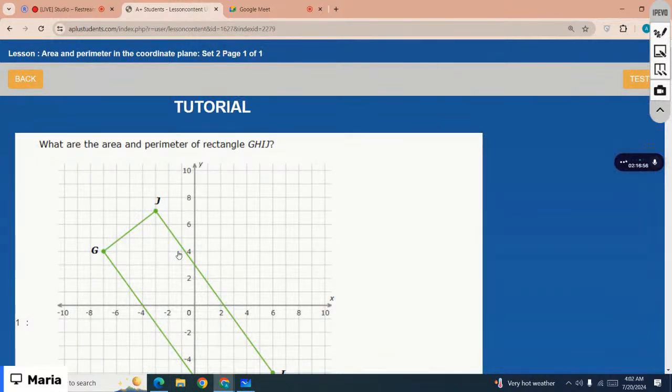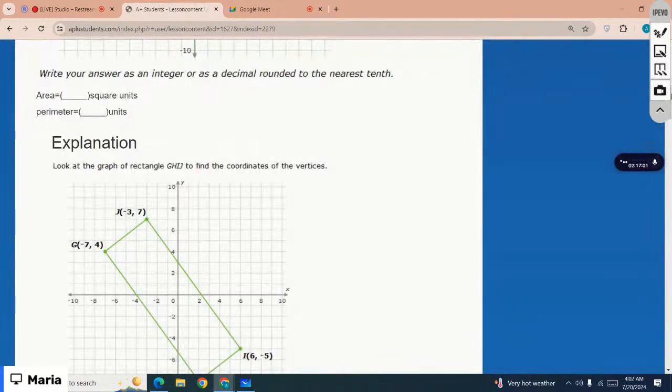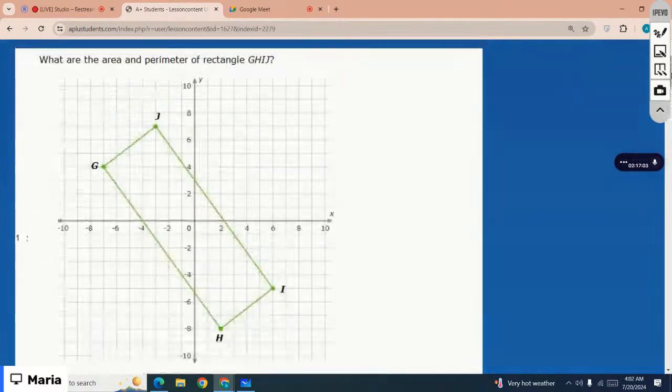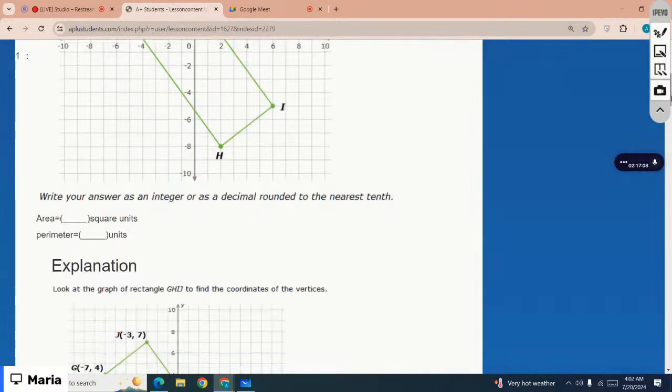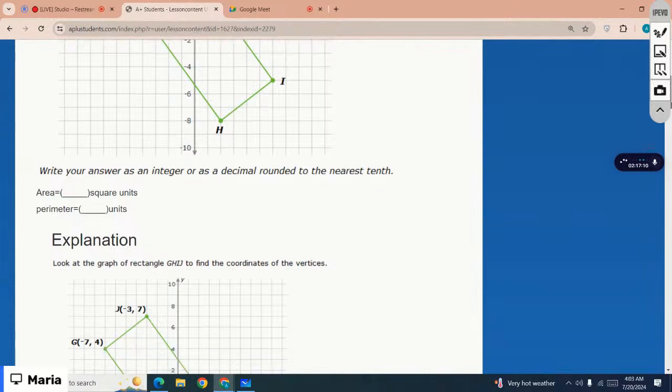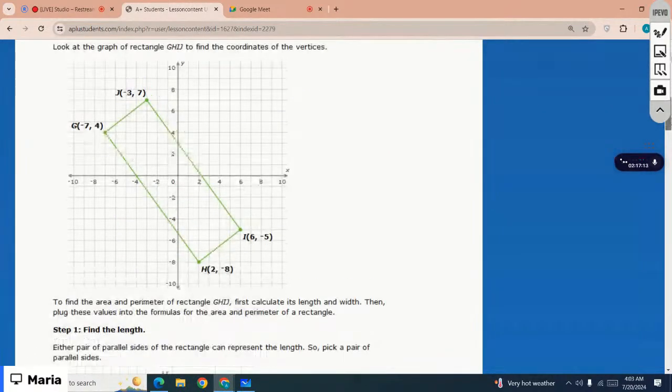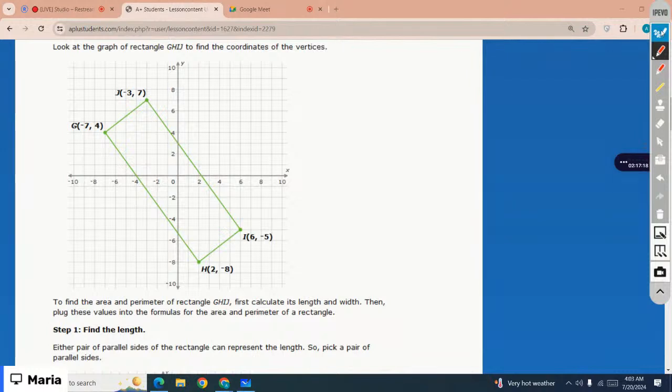Find the area and perimeter of rectangle GHIJ. So you need to find the area and the perimeter of the shape, right? First thing is you need to find the coordinates so that you can find the side lengths. So here are the coordinates. For I they are 6, -5. For J they are -3, 7. For G they are -7, 4. And H they are 2, -8, right?